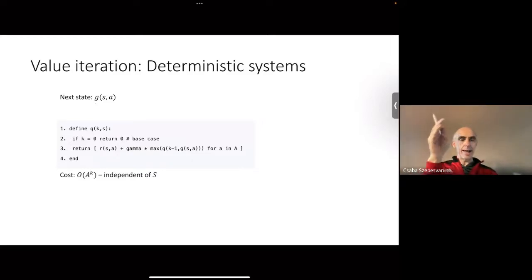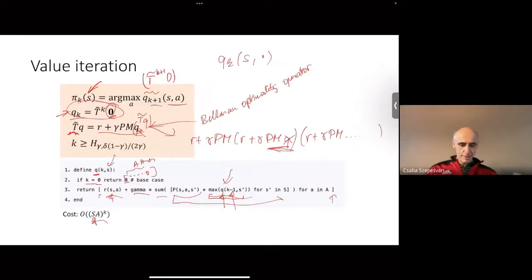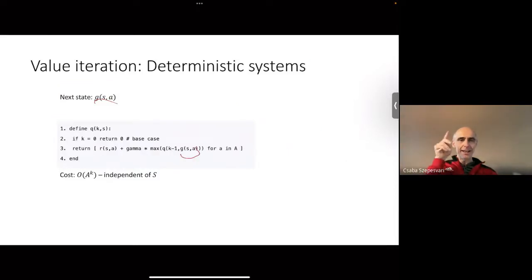So we can neglect all the other states. There is no need for summing over states, right? In the previous code, we had this sum over the possible next states. But now we don't need the sum over possible next states. We just ask the simulator, what is the next state? The simulator gives us the next state. We just plug that in. We know that the probability is 1 there, and it's 0 otherwise. So the previous code simplifies to this code. And in this code, there is no summing over states. So the complexity goes down. S is gone from the complexity. The complexity is only A to the power of k, right?